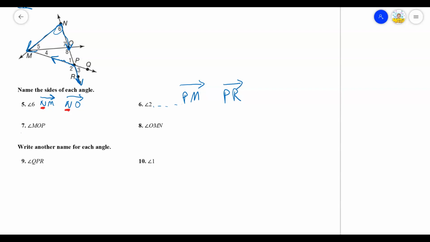Okay, so let's try 7 and 8, and again, there's a trick here. You could probably answer both of these without even looking at the picture. I'll give you a hint for that. You could get both of these right without even looking at the picture, and I'll show you what I mean. But let's answer both of those in the Edpuzzle.